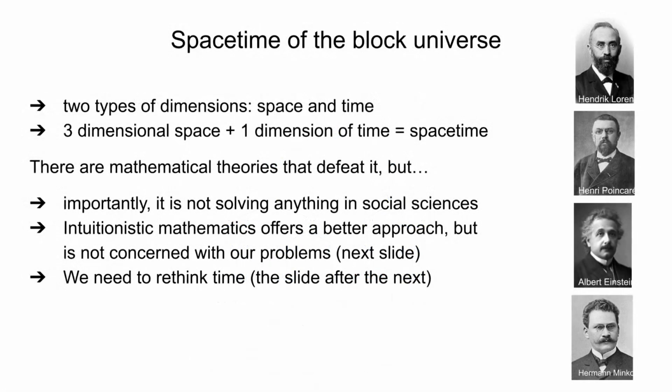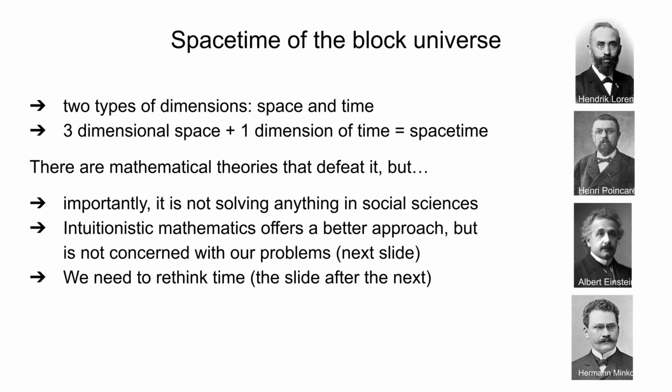Let's have another look at the block universe. The principal scientists who contribute to it are Hendrik Lorentz, Henri Poincaré, Albert Einstein, and Hermann Minkowski. They defined the block universe with the following parameters. There are two types of dimensions, space and time. Our world is made up of 4 dimensions, which are composed by the 3 dimensions of space and the 1 dimension of time, together called space-time.